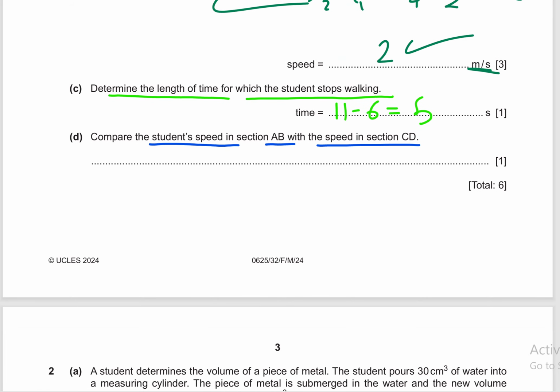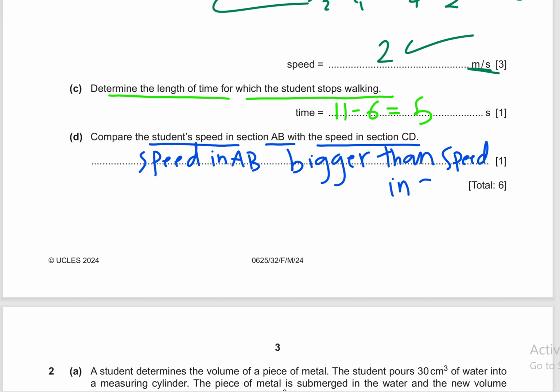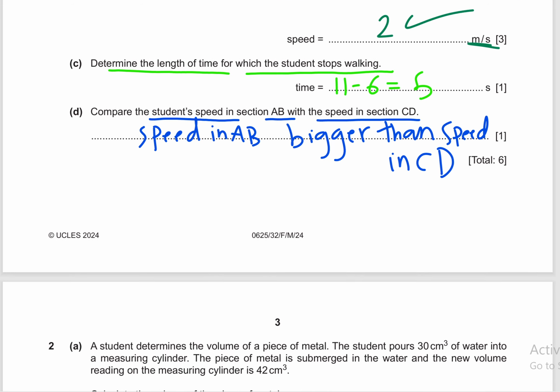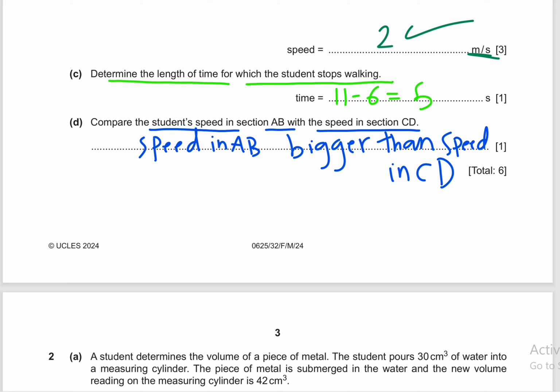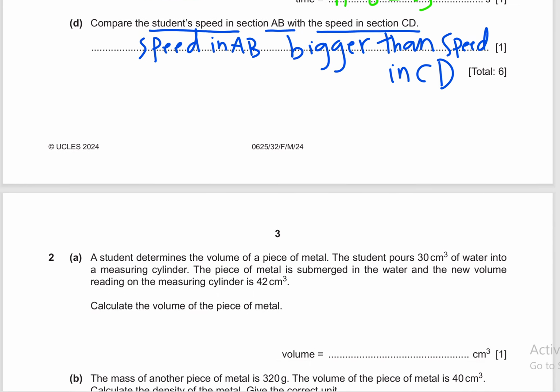They say compare the student's speed. We say speed in AB is bigger than speed in CD, in section CD. I hope it's clear. If for example there is a question and they say explain, we should say it is bigger because the line is steeper. I hope it's clear.